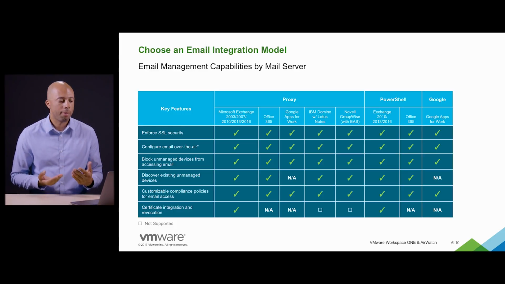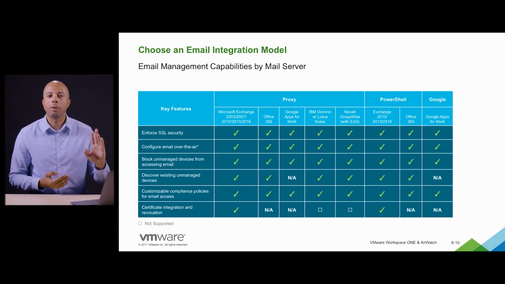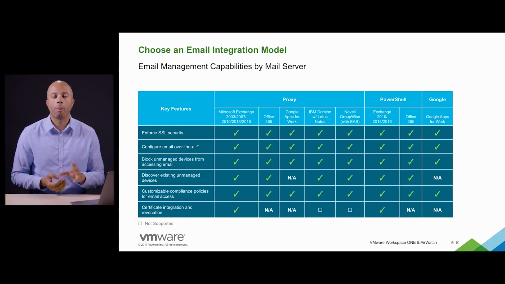You can see here that we only go back to Exchange 2010 for PowerShell, and then of course Google is Google Apps for Work. Now, one thing that we haven't talked about is the key features. So the key features across the board for PowerShell and proxy, and of course Google APIs, are going to be enforcing SSL security, configuring email over the air, blocking unmanaged devices from accessing the network, and customizing compliance policies. But certificate integration is going to be reserved for Microsoft on-premise products only.